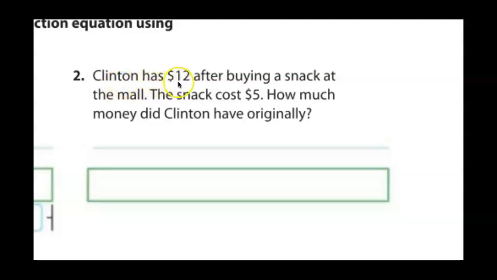Okay, so Clinton has $12 after buying a snack at the mall. The snack cost $5. How much money did Clinton have originally? All right, so you need to fill in this top part. What is that going to be? It should be the original amount of money that he had. And then go ahead and draw the parts down below and fill in what you know. Finally, you're going to answer the question, how much money did he have originally? And go ahead and type that answer in once you find that.